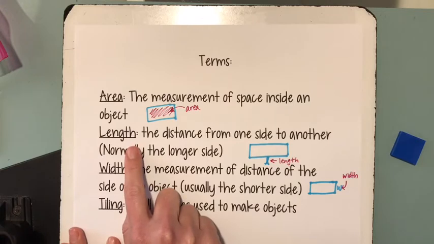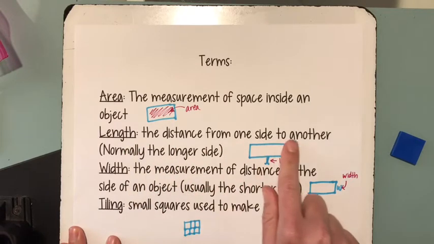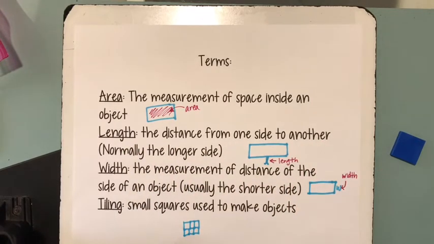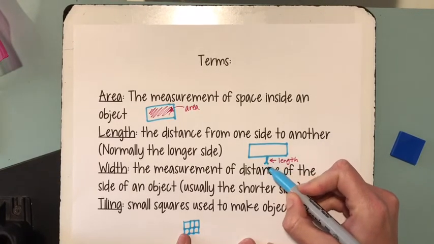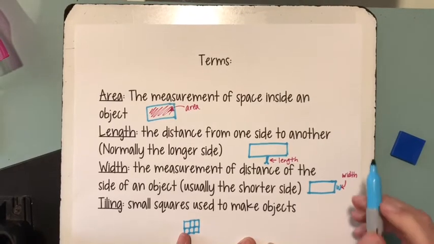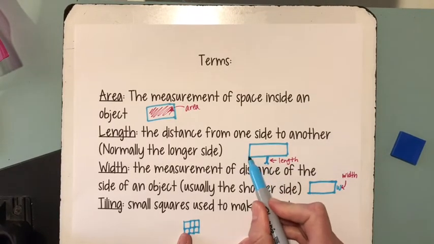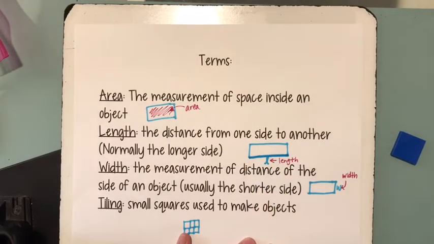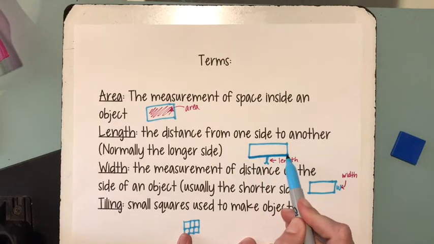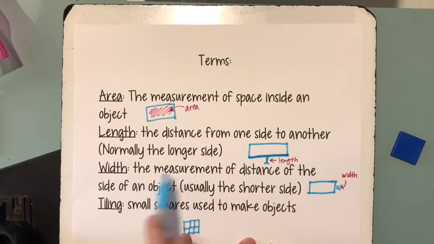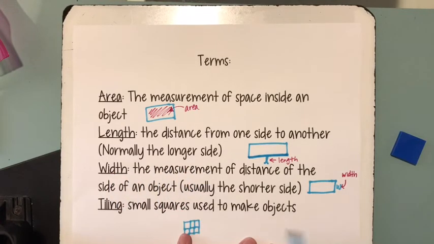The length is the distance from one side to another. And we actually use a cursive L in math when we talk about length. So this is the length right here of this rectangle. So it's that distance from one side to another. Okay, and it's normally the longer side in an object.